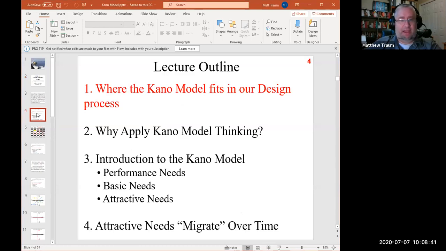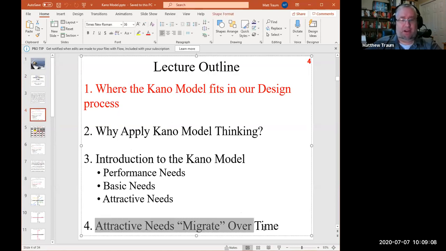So here's the lecture outline. I'm going to try to describe where the Kano model fits into the design process, and why it's advantageous to us to apply Kano model thinking as we go through the design process. I'm going to explain how the model works, and then there are three different needs that are defined by the model. Go through each of those, and then I'm going to share with you this weird, interesting feature about how the needs actually migrate over time. So attractive needs, performance needs, and ultimately must-be needs. And I'll give you guys a funny example of that.